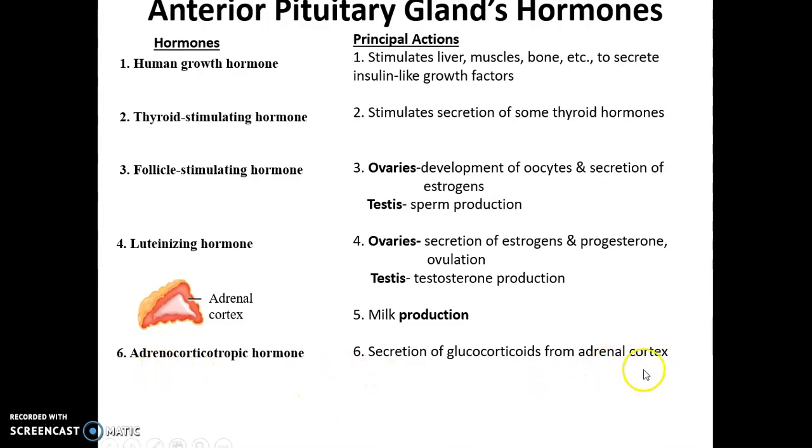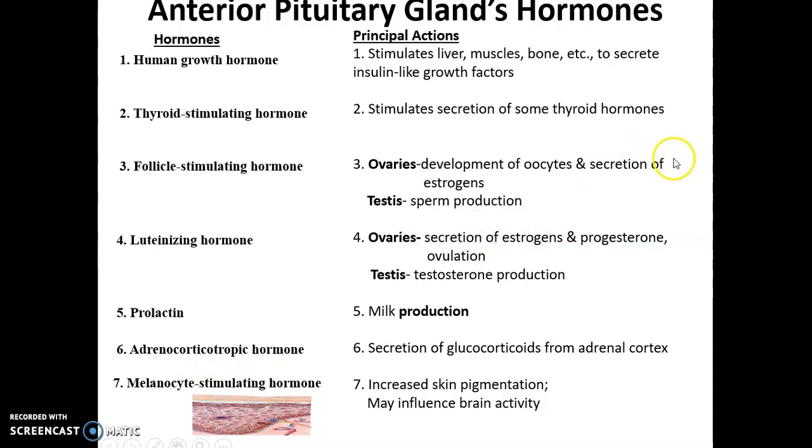Hormone number 6 is the adrenocorticotropic hormone. That's a big name. The adrenocorticotropic hormone affects the adrenal cortex, which is a gland in the endocrine system, and causes it to secrete glucocorticoids, which are types of hormones. So adrenocorticotropic hormone stimulates the release of glucocorticoids by the adrenal cortex. And what it does is in its name: adrenocortico, so that's adrenal cortex, adrenocortico-tropic hormone. It's a tropic hormone.